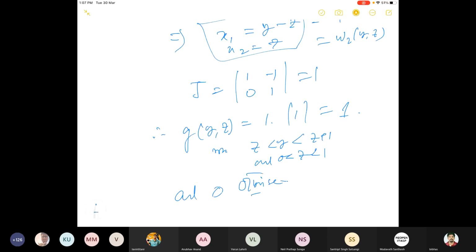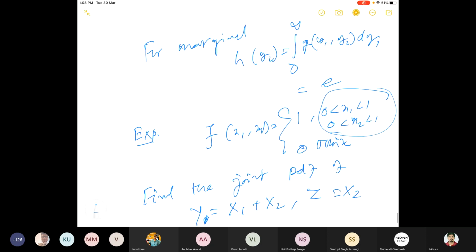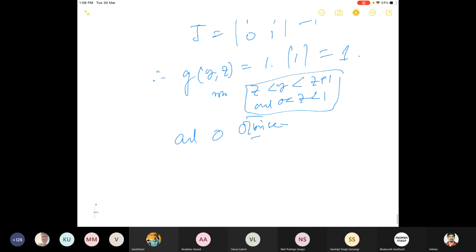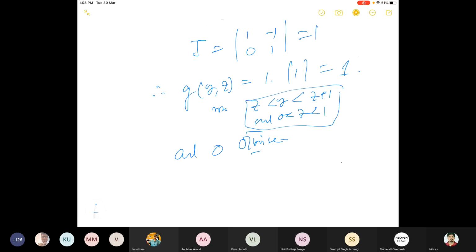Okay, so this domain is coming from the domain of x1 and x2. Here x1 and x2 are lying between 0 and 1, and once you make this transformation, x2 is lying between 0 and 1, which means z is lying between 0 and 1, and y is nothing but x1 plus z. So y is lying between z and z plus 1, because x1 is lying between 0 and 1. That's how you can calculate the range.